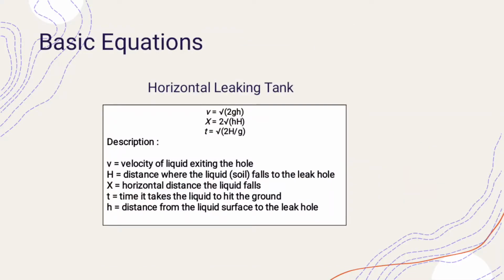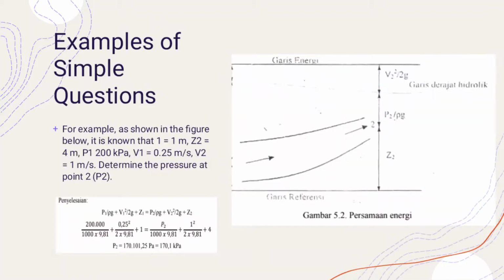The basic equation for a horizontal leaking tank, as described down below, with V, H, X, T, where V is the velocity of the liquid exiting the hole, H is the distance from the leak hole to the ground, X is the horizontal distance the liquid falls, T is the time it takes the liquid to hit the ground, and h is the distance from the liquid surface to the leak hole. Example of simple questions.